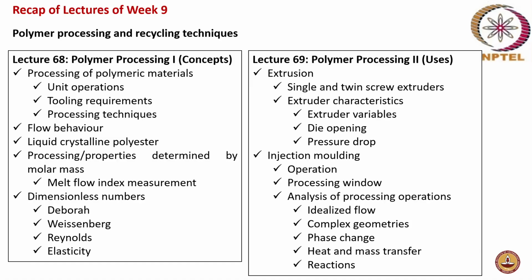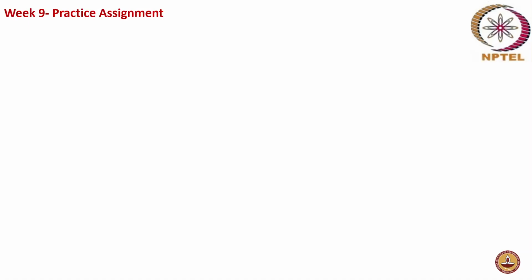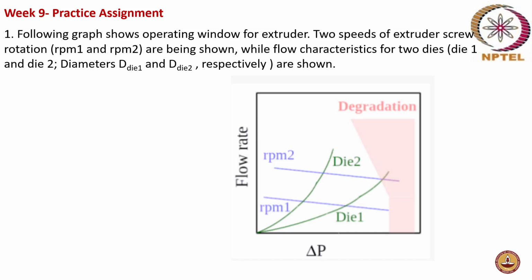Now let's go on to the practice assignment of this week 9. The following graph shows the operating window for an extruder. So two speeds of the extruder screw rotation, RPM 1 and RPM 2, are shown in the diagram. And also flow characteristics for two dies, right? Die 1 and die 2. The diameter of die 1 is d1, and the diameter for die 2 is d2, respectively, are shown.